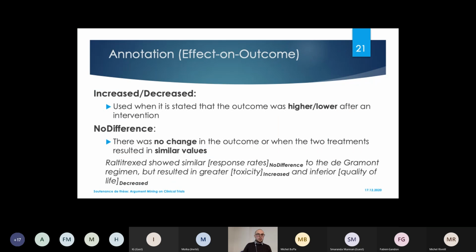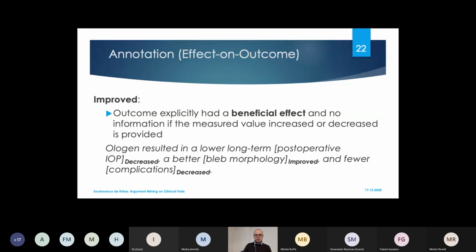And then let's move to the third annotation layer, which is the effect on outcome. And as the name suggests, this is how an intervention has affected the outcome. So this can either be increased or decreased. There can be no change in the outcome. There can be similar values between the two treatment arms. And then we have the improved class, which states that there was an explicit beneficial effect. So for example, from just an increased or decreased value, you cannot say that it was a beneficial effect or not. So this class explicitly mentions the beneficial effect.